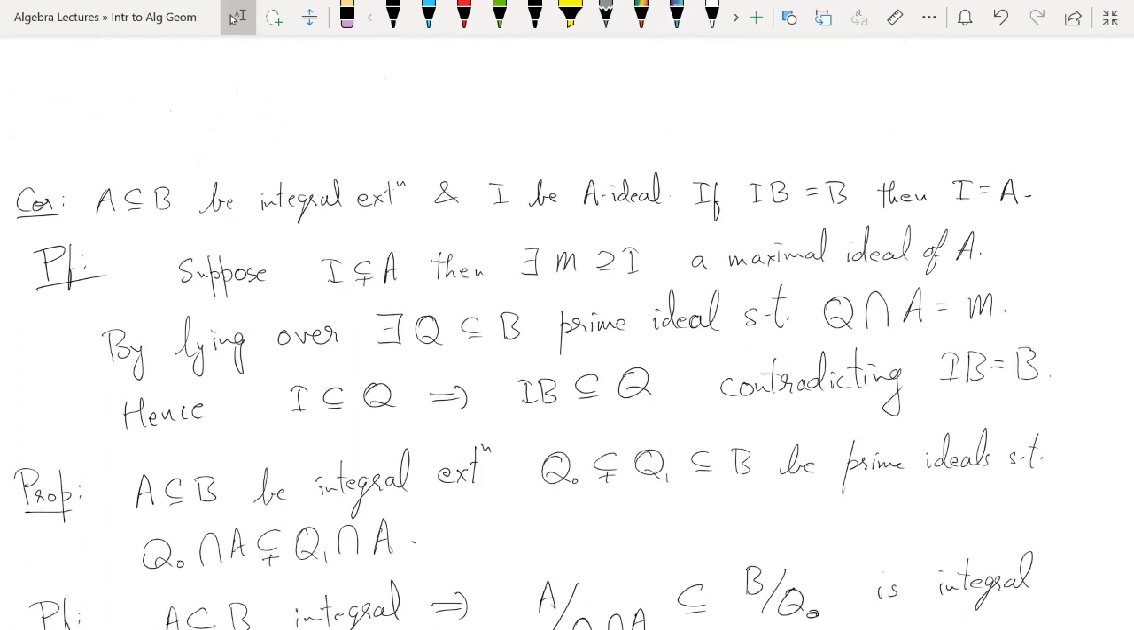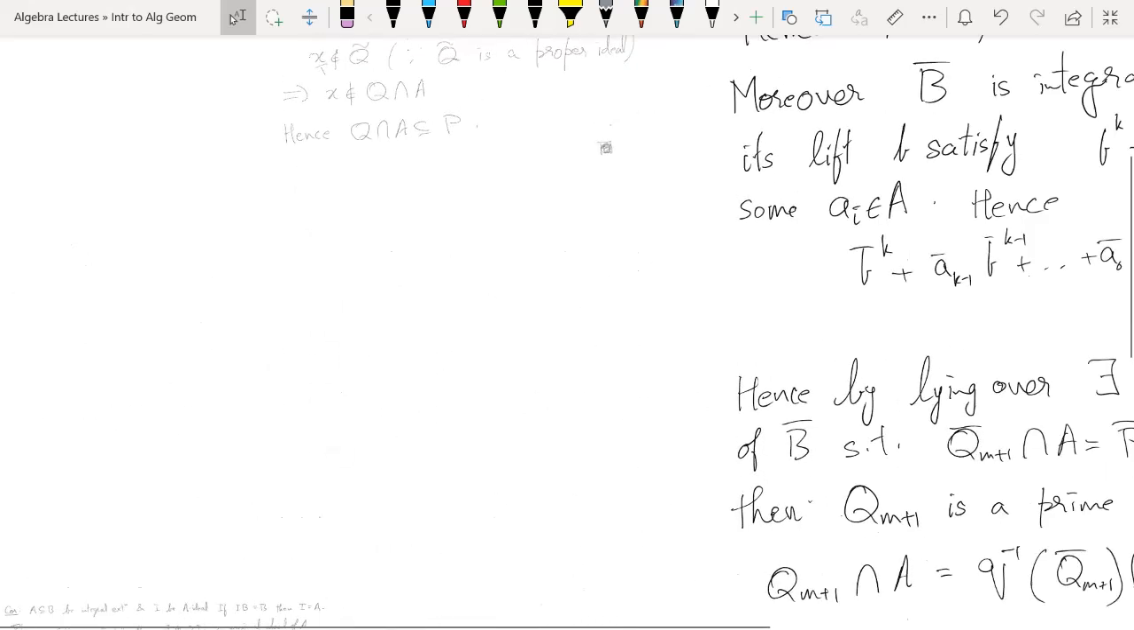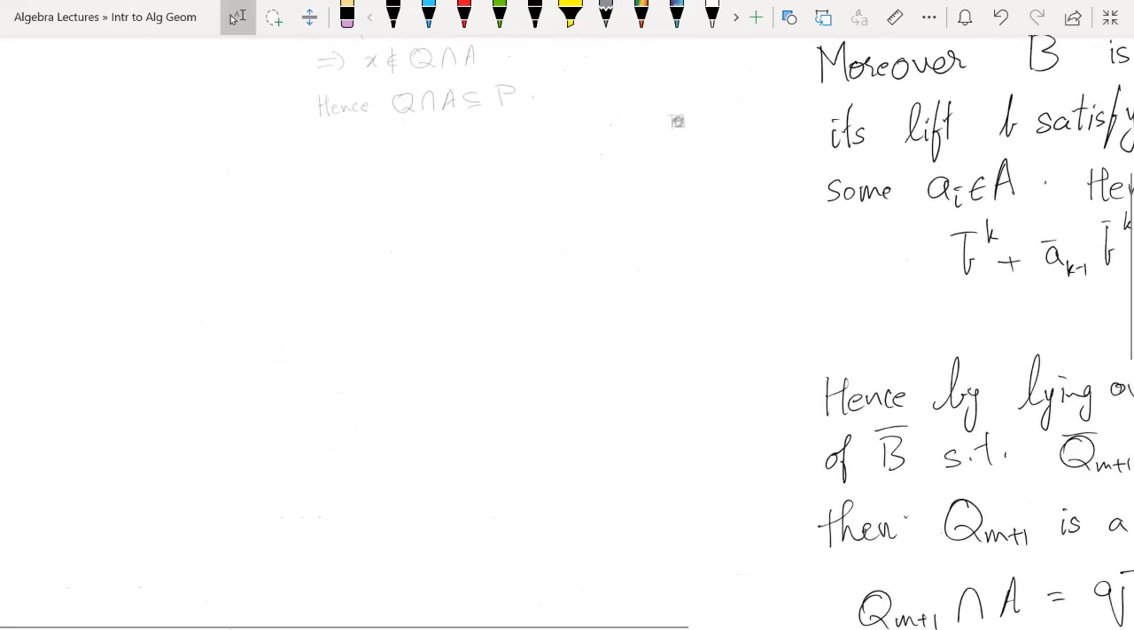So note that if A to B is an integral extension and I is an ideal of A, if IB is the whole of B, so if I is an ideal such that IB extends to the whole of B, then I must be the whole of A. So all this has a geometric meaning as well. So maybe I should talk about a little bit of geometry.